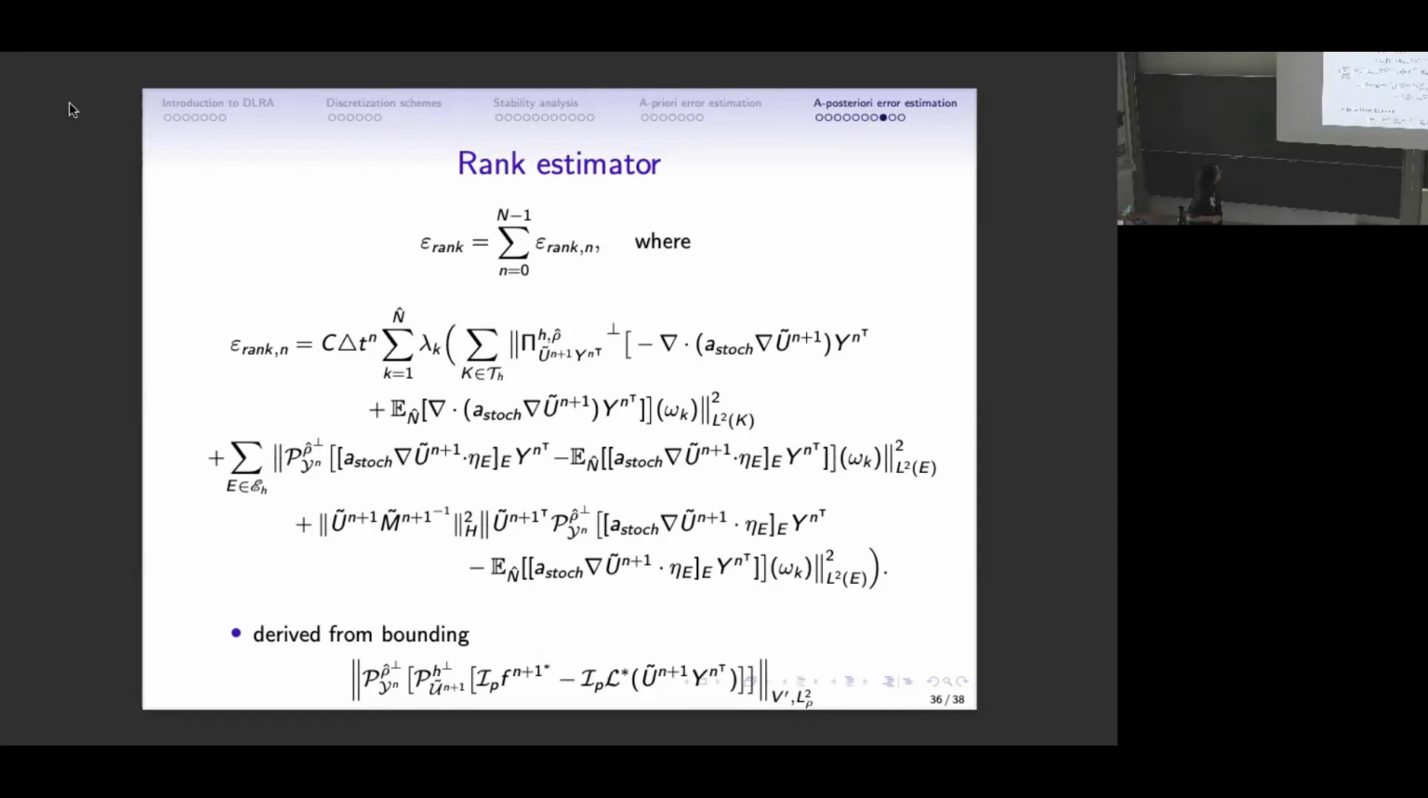And basically this rank estimator can be used to estimate the overall error caused by the rank truncation to R, but it can also be localized in time. So you can have a different rank estimator for different time steps.